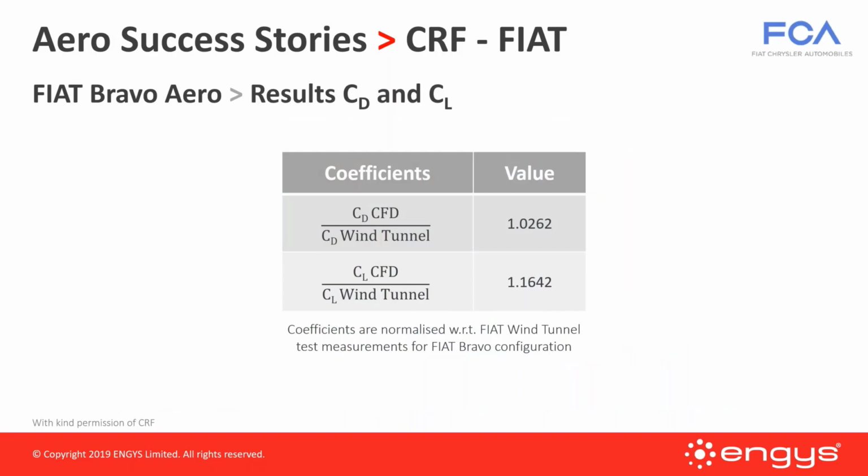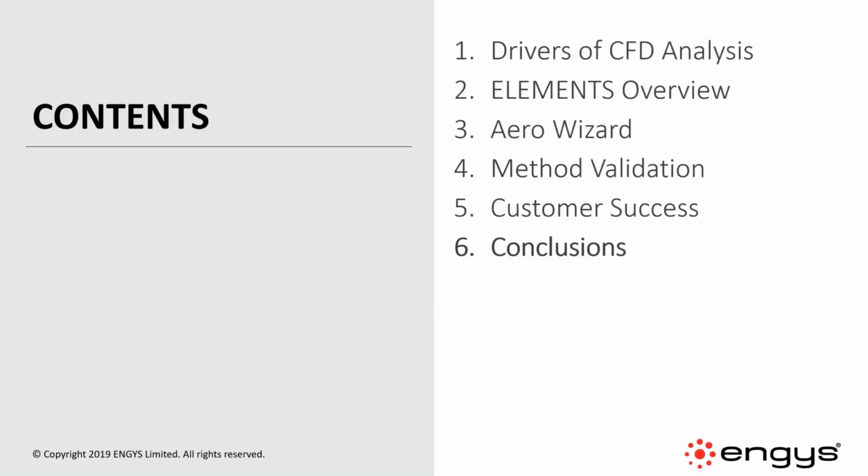If we compare the drag coefficient and the lift coefficient with the experimental results, if we normalize that, we were within 2.6%. Elements was within 2.6% for the drag and within 16% of the lift. And again, this is a normalized value. So 1.02 was a normalized value compared to the wind tunnel data.